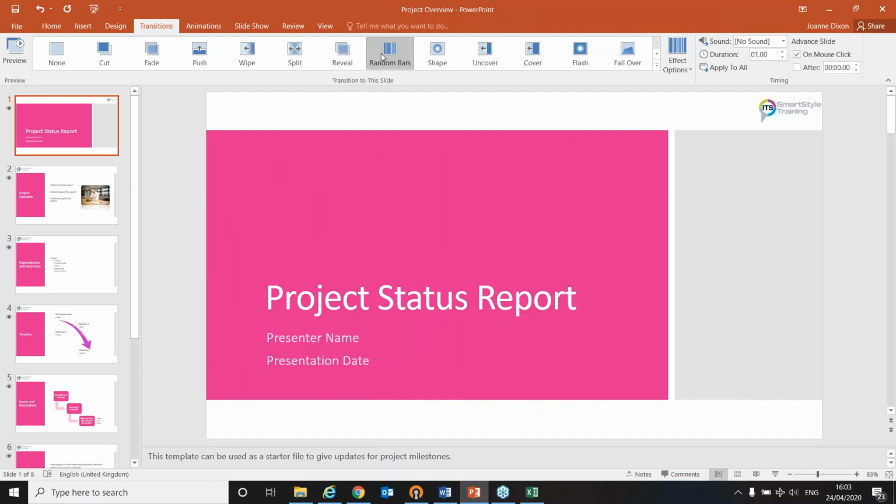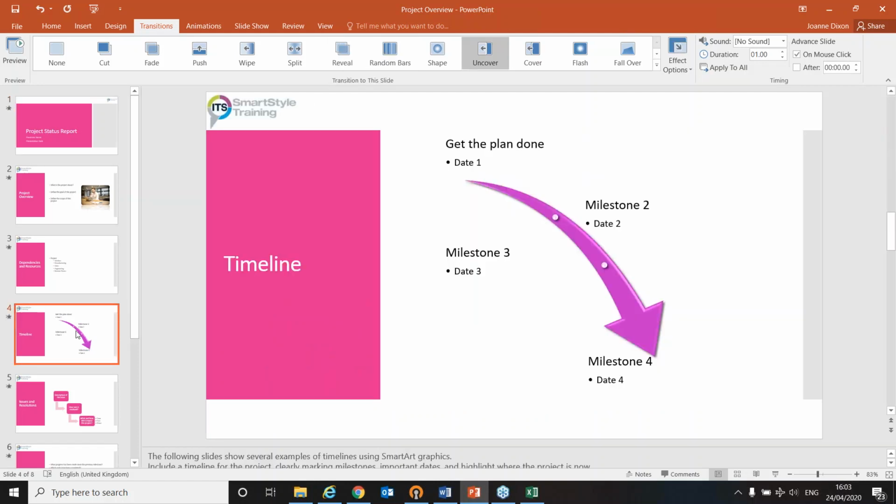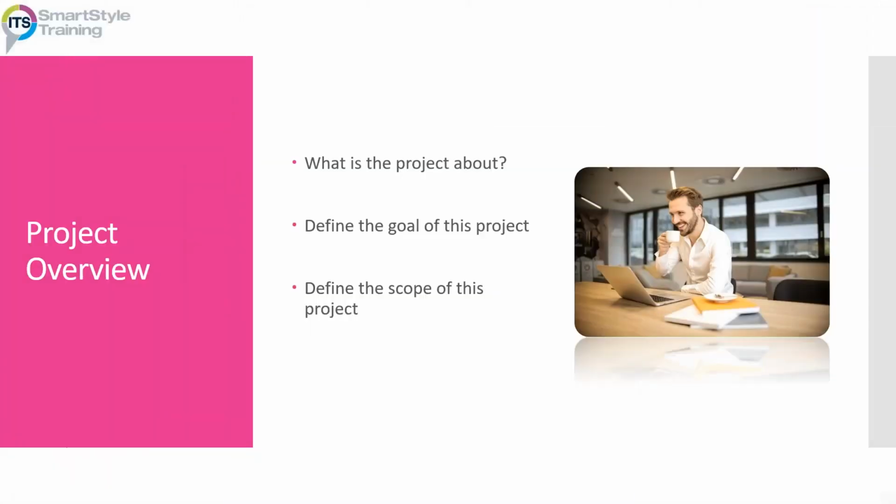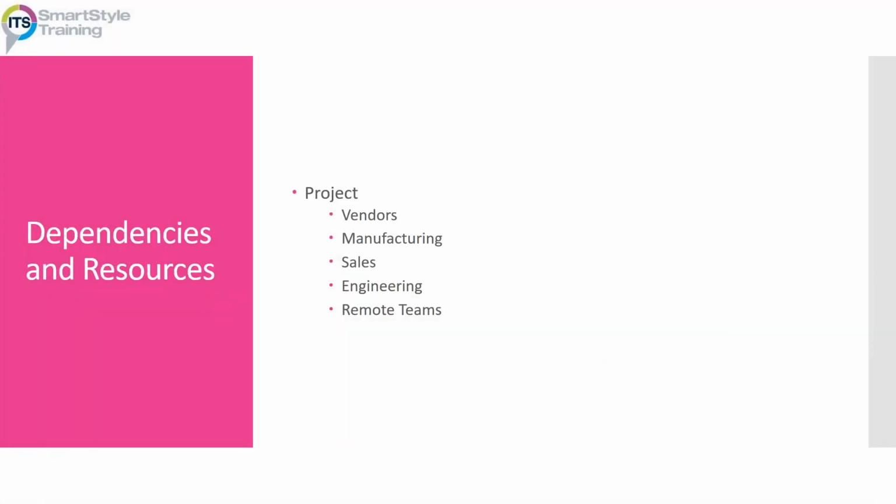To see the overall effect, I'm going to run the slideshow. Just a little keyboard shortcut for you. You have keys across the top of your keyboard. If you want to run your slideshow from slide number 1, F5. And you can run through your slideshow.